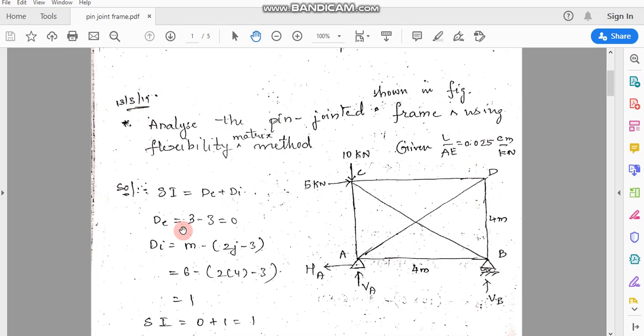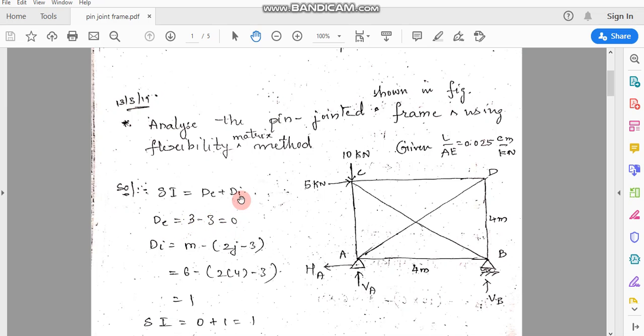Now what is the degree of external indeterminacy? See here, we have to count how many unknown reactions there are. We have a pin joint, a hinge joint here, and a roller support here. So totally we have two reactions at the hinge support and one reaction at the roller support, so three reactions: 1, 2 and 3. So 3 minus 3, what is this 3? This 3 is the number of equilibrium equations. So the degree of external indeterminacy is 3 minus 3, which is equal to 0.